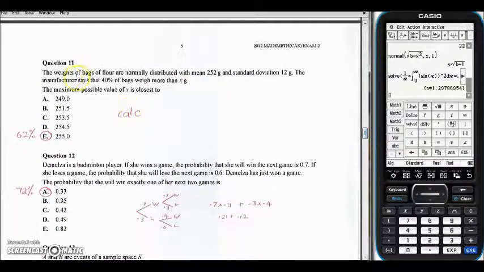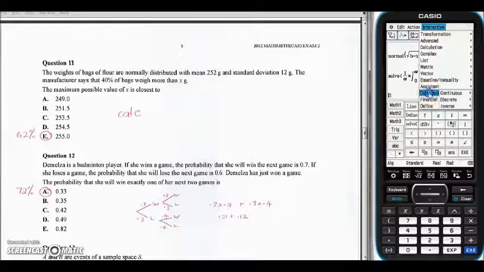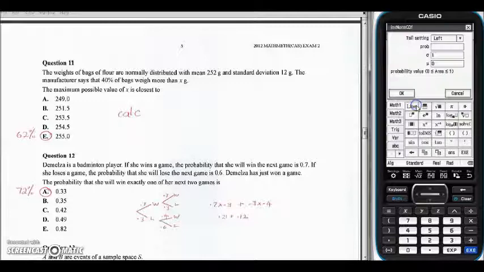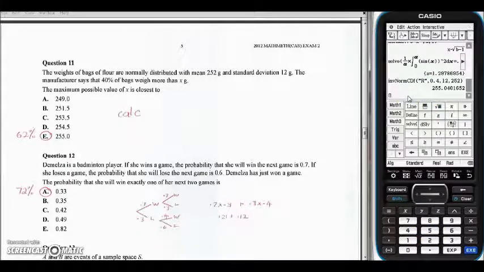Okay, so question 11, weights of bags of flour normally distributed with a mean of 252 and standard deviation of 12. 40% of the bags weigh more than X. What does X have to be? So this is an inverse normal question. Go to your inverse normal, your tail setting will be right, and the probability will be 0.4. The standard deviation is 12, and the mean is 252, and we get 255.0, which is E.